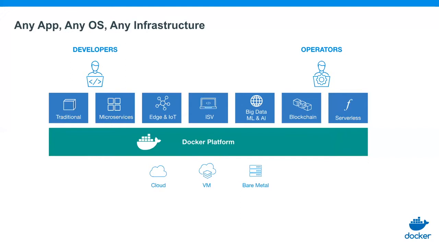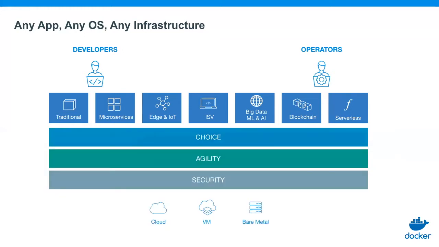The Docker platform then sits in the middle, separating your application from the underlying infrastructure, whether your infrastructure is in a cloud environment, in virtual machines, or on bare metal. We absolutely don't mind. We make sure that there are 3 core pillars inside of the Docker platform that underpin the strategy and direction of everything we do. And those 3 pillars are choice, agility, and security.